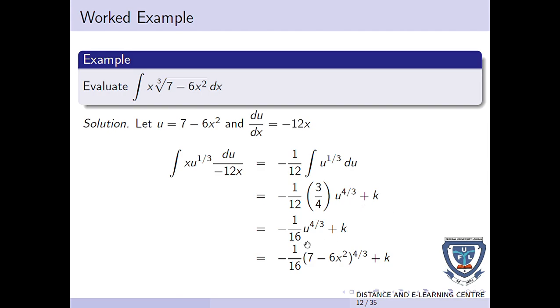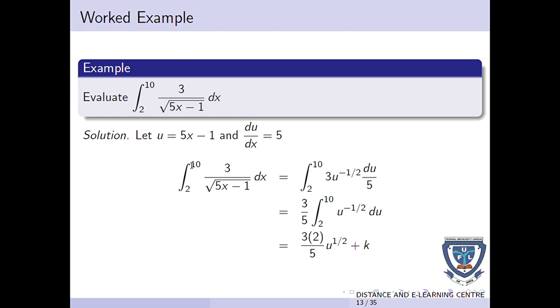And when you simplify properly, you're going to have minus 1 over 16 u raised to the power 4 over 3 plus k. And our u from the assumption is 7 minus 6x squared. So you put it back here and you have minus 1 over 16 in bracket 7 minus 6x squared raised to the power 4 over 3 plus k.